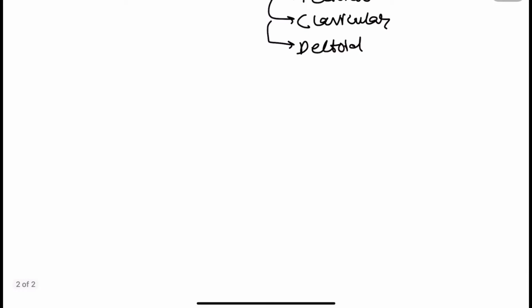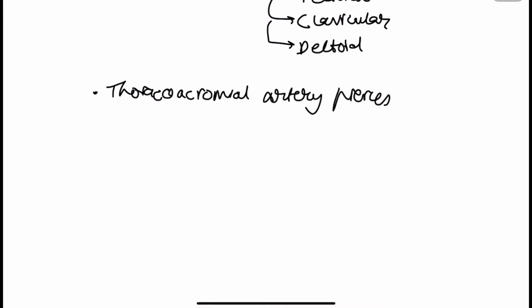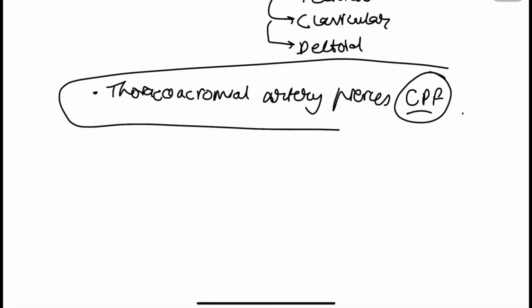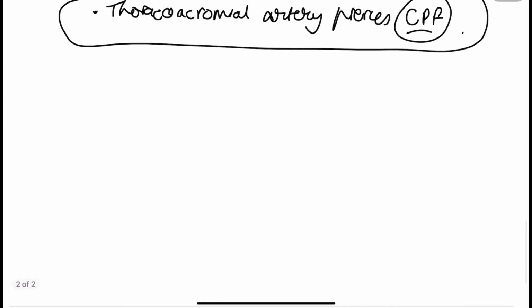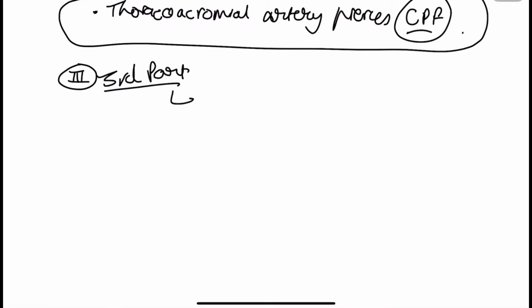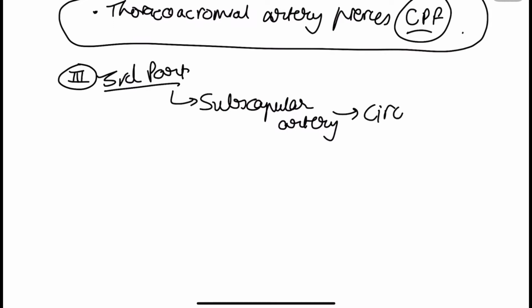And you should remember that the thoracoacromial artery pierces the clavipectoral fascia. Clavipectoral fascia. This is important. It can be asked in MCQs. So after that, talking about the third part, it gives origin to your subscapular artery, which further gives origin to the circumflex scapular artery.